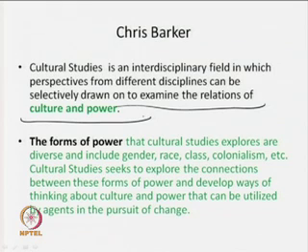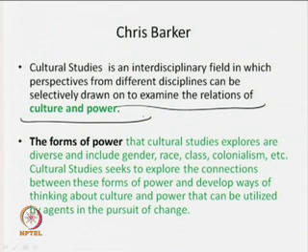Second, he says, the forms of power that cultural studies explores. Now, power has to come in certain forms. Power is maybe ubiquitous, it may be ever present or omnipresent, there everywhere in every aspect of culture, but power needs to take on certain forms in order to be effective.